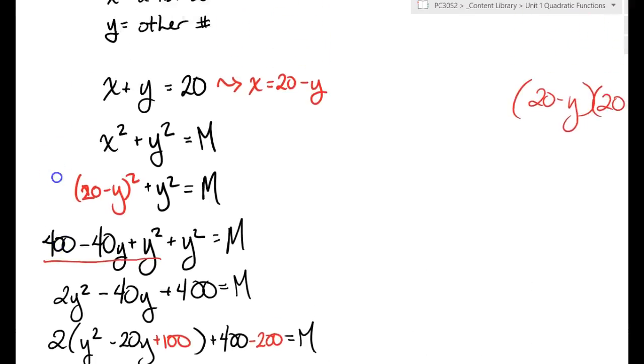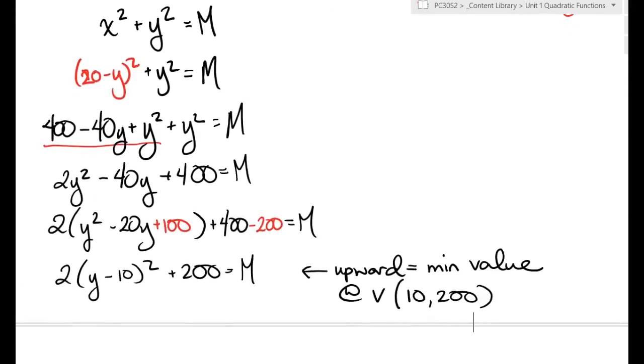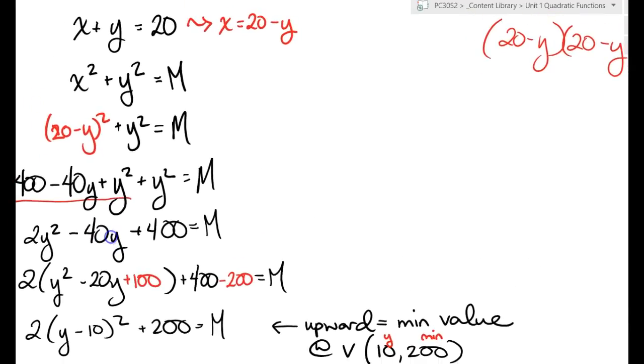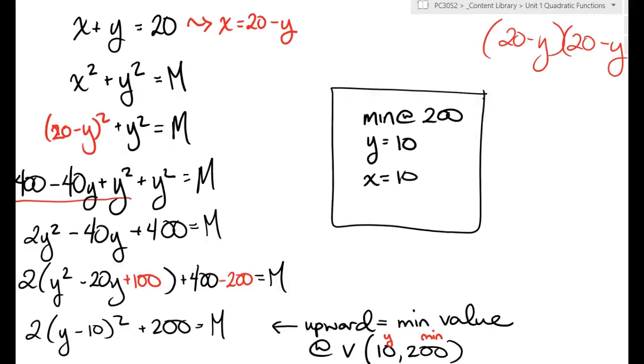So when I go back to the original question, it asks to determine the maximum or minimum and the numbers. Well, this is my y value and this is my minimum. So when I go to fill this in and write my final statement, it is a minimum. The minimum value is 200, y is 10, and x is also going to be 10. And I figure that out by plugging it back in here. But there we go. Answered my question.